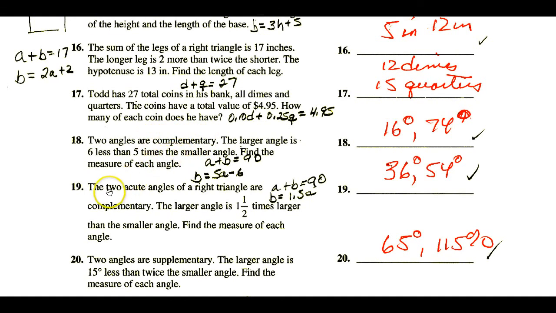All right, acute angles. Acute angles are angles less than 90 degrees. Of a right triangle are complementary. Well, that's true because they will be less than 90 degrees, but together A plus B is 90. And the larger angle B is 1.5 times the smaller. You could have this as 3/2 or 1.5. Use substitution.